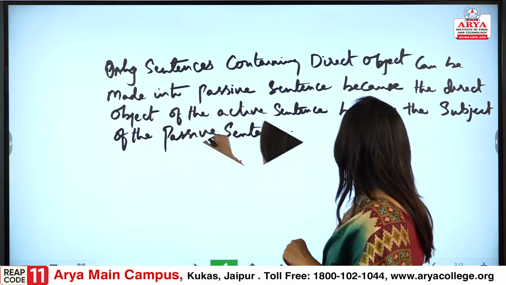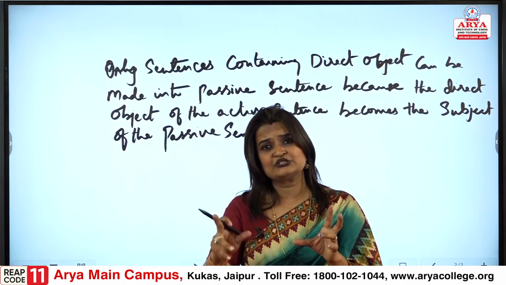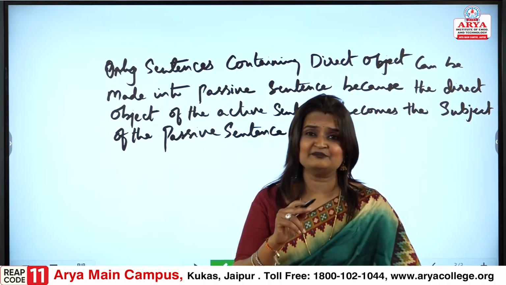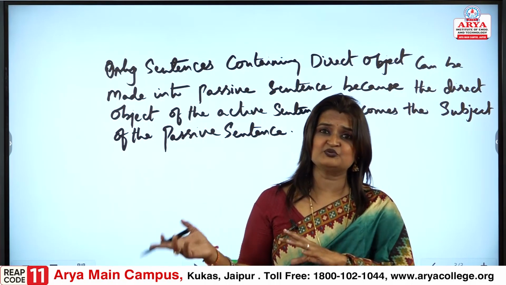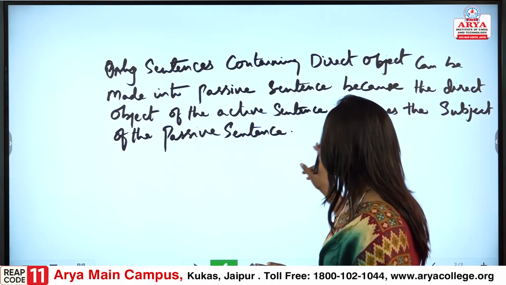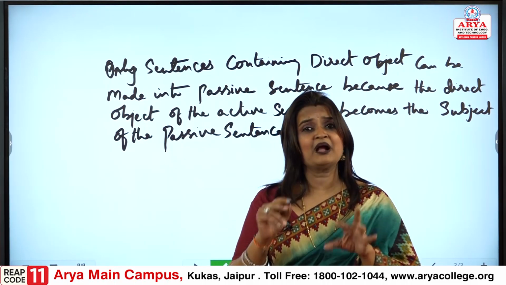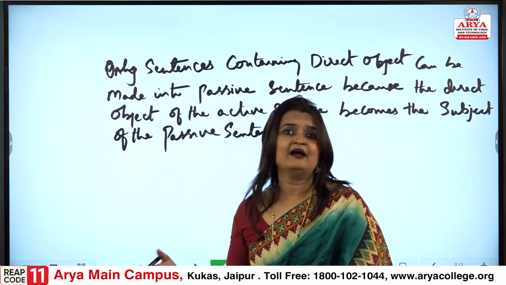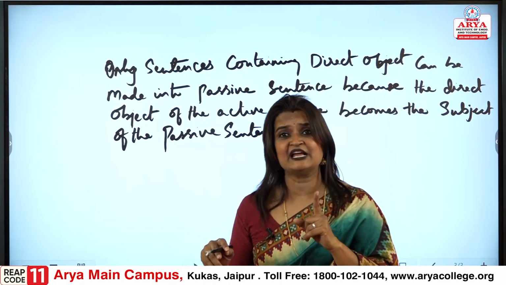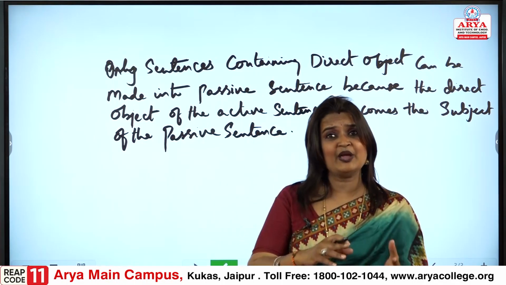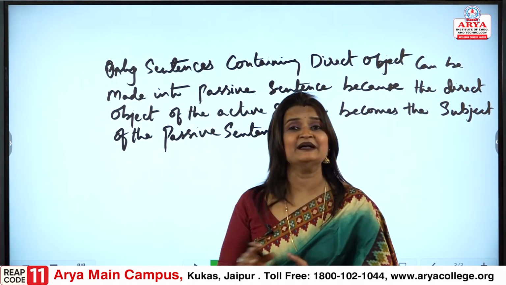Nathuram Godse, which was the subject there, is now the object here, and Mahatma Gandhi, which was the object there, is now the subject. In passive voice, Mahatma Gandhi is the subject: Mahatma Gandhi was killed by Nathuram Godse. So, who was the object in the active sentence? Mahatma Gandhi. So, when we are converting it, Mahatma Gandhi becomes the subject in the passive voice.